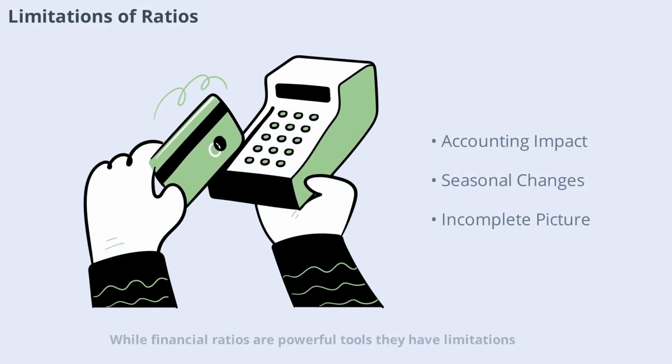While financial ratios are powerful tools, they have limitations. Ratios can be affected by accounting methods, seasonal changes, and one-time events. They don't tell the whole story and should be used alongside other analysis methods. It's important to understand what each ratio measures and what it doesn't. Always dig deeper and look at the bigger picture when making decisions.